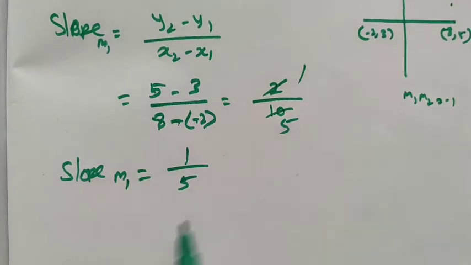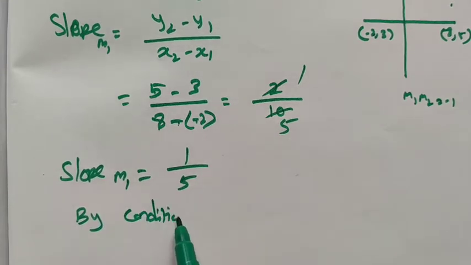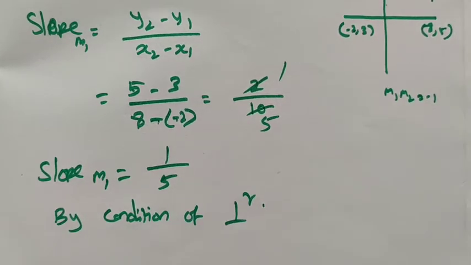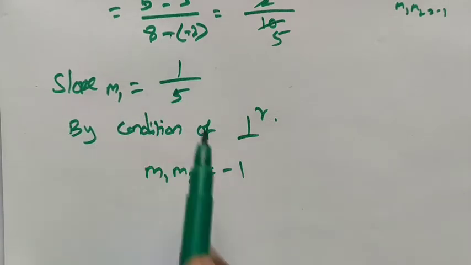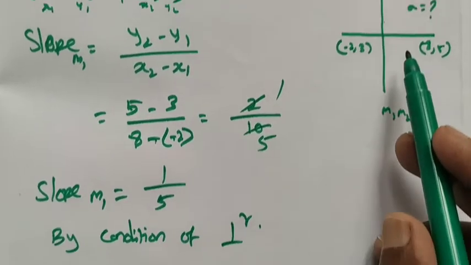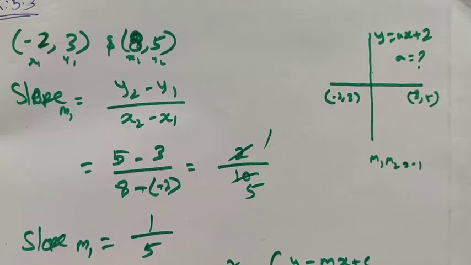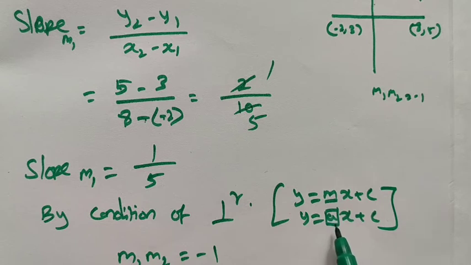And the condition is that this line is perpendicular to y = ax + 2. By the condition of perpendicular lines, we know the formula m1 m2 = -1. Now m1 we have found, that is 1/5, and m2, the second slope, comes from y = ax + 2. It is in the form y = mx + c. In the place of m, here we have a. So let me take m2 as a, and m1 m2 = -1.